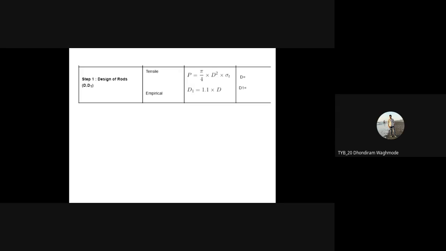33 point. What is the value? 36.3. So make it a 37. Now, in the notebook, if you have written those values, write in front of it: D is equal to 33 millimeter and D1 is equal to 37 millimeter. Okay.